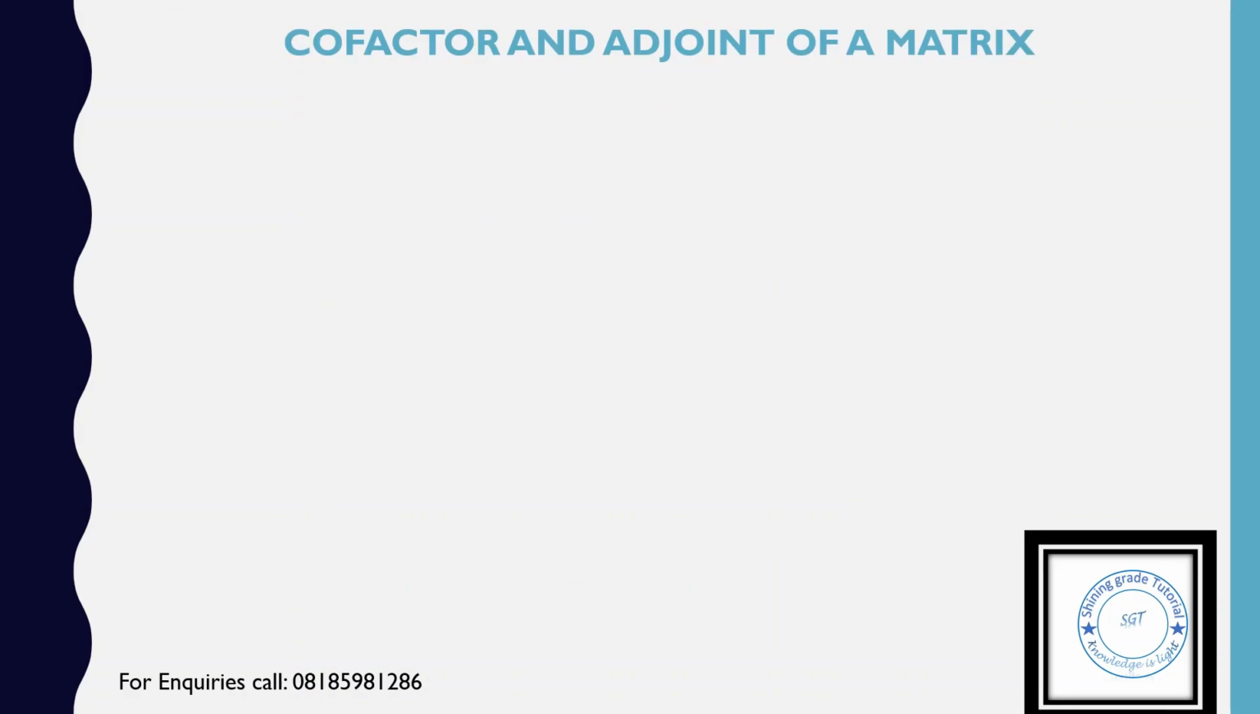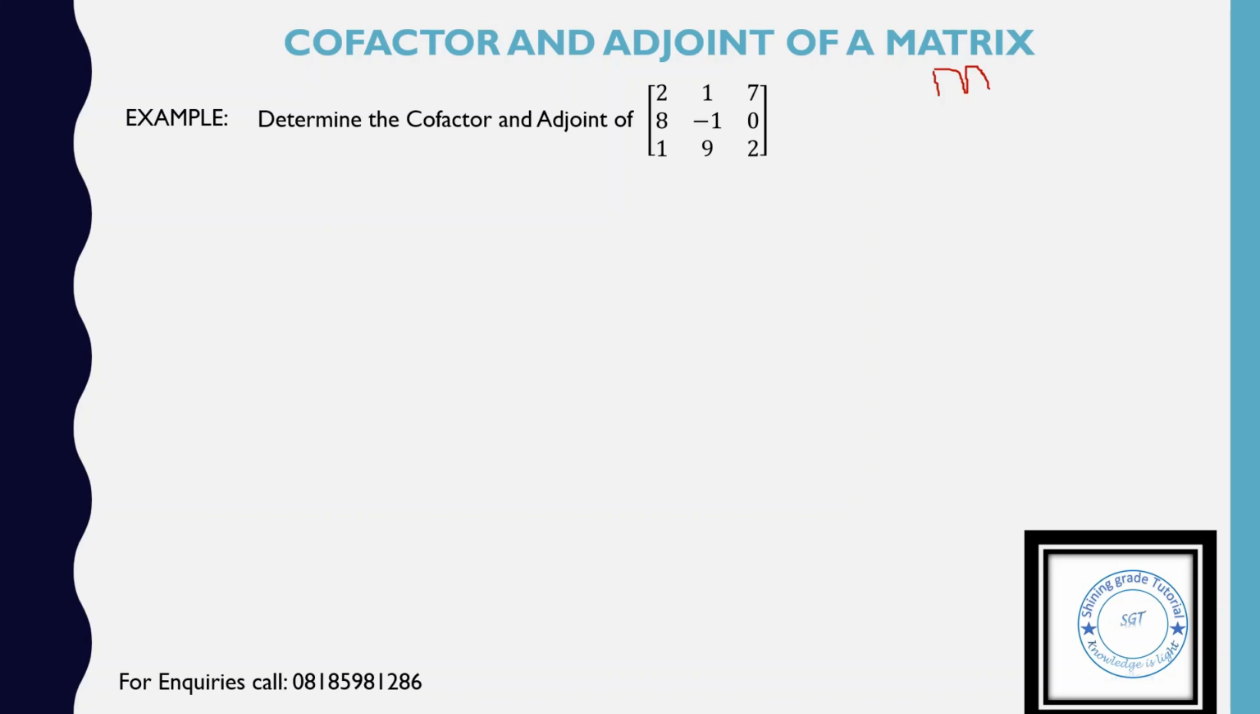Now let's move to the aspect of cofactor and adjoint of a matrix. Okay, example. To get the cofactor and the adjoint, that is the first step you need to know to actually move to the aspect of the inverse of a matrix. So let's see how to determine the cofactor and adjoint of a matrix. But before we will be able to get the cofactor, we need to know how to get what we call the minor of a matrix.